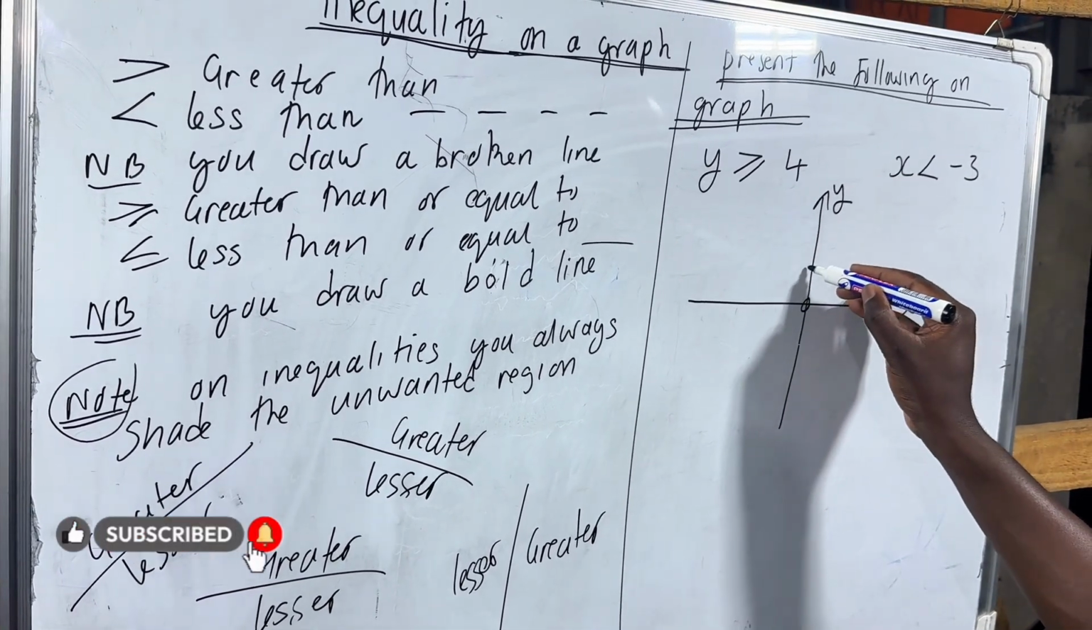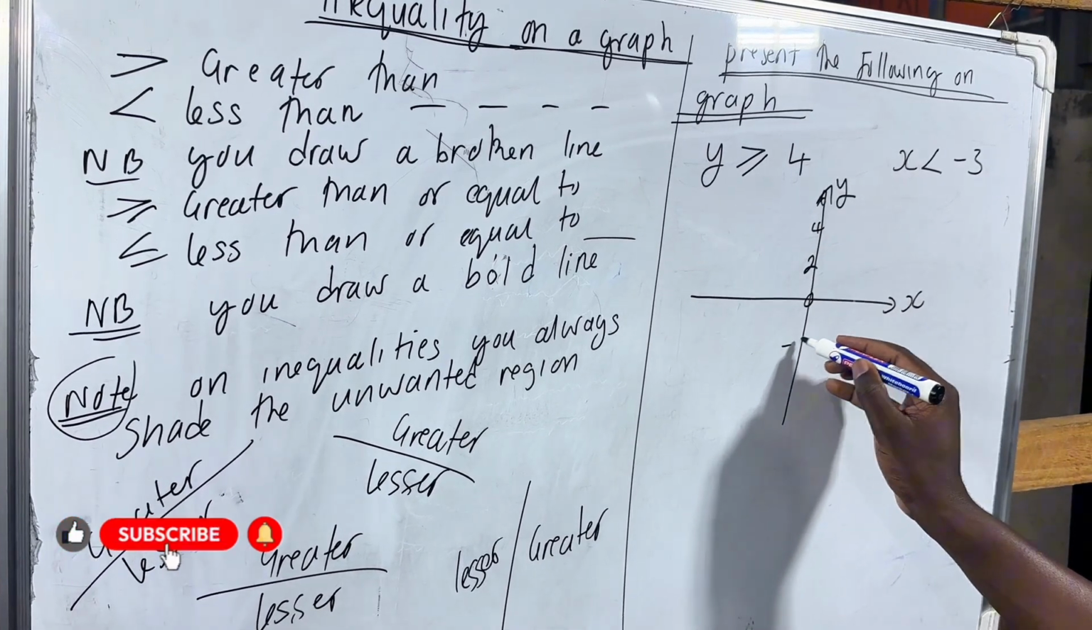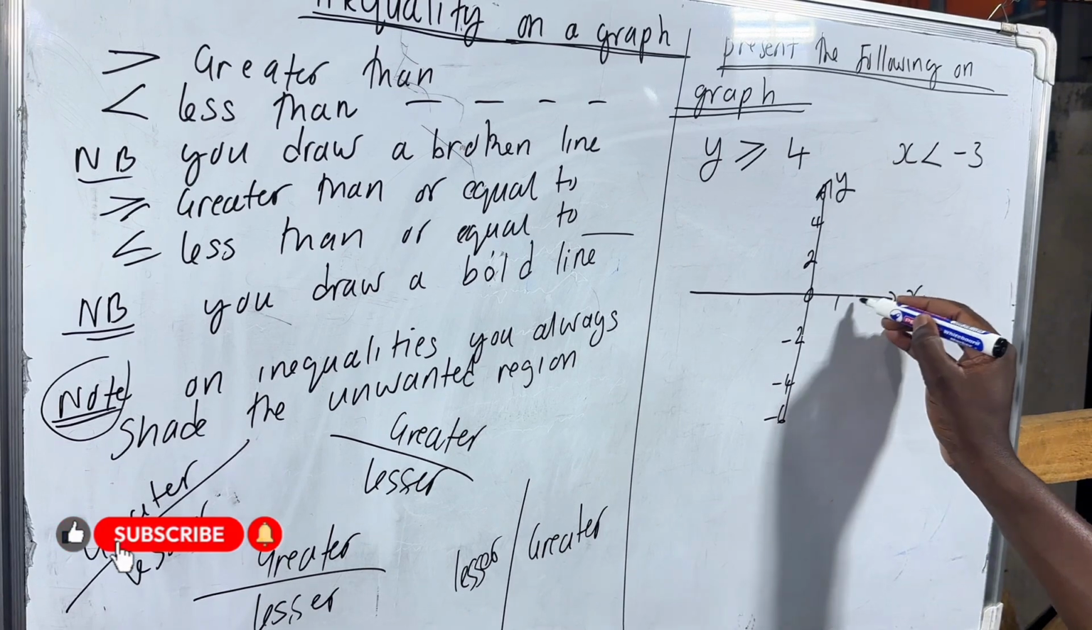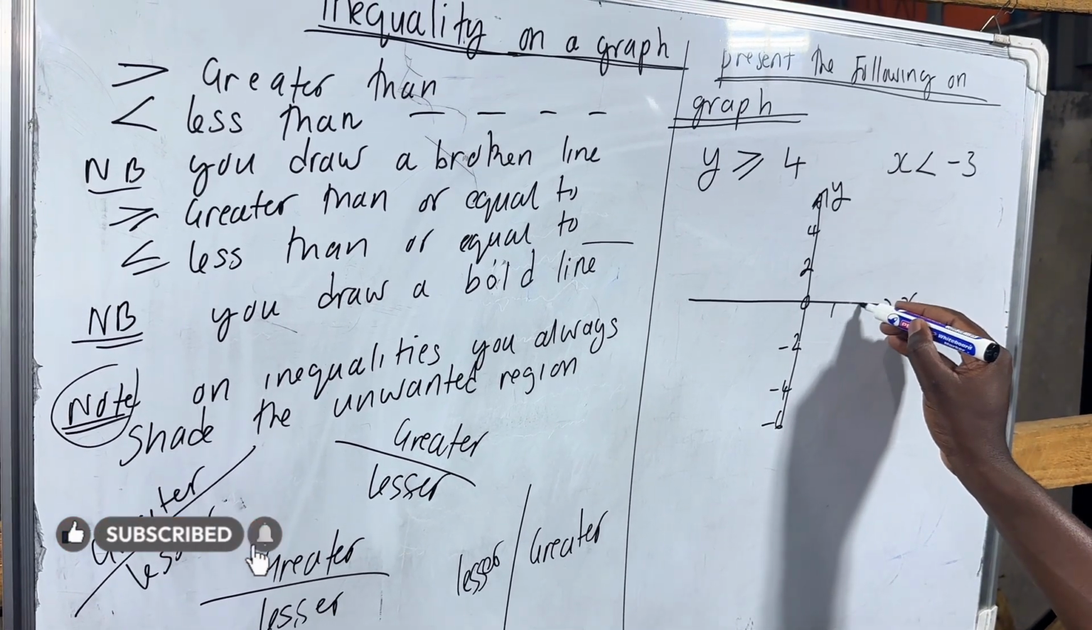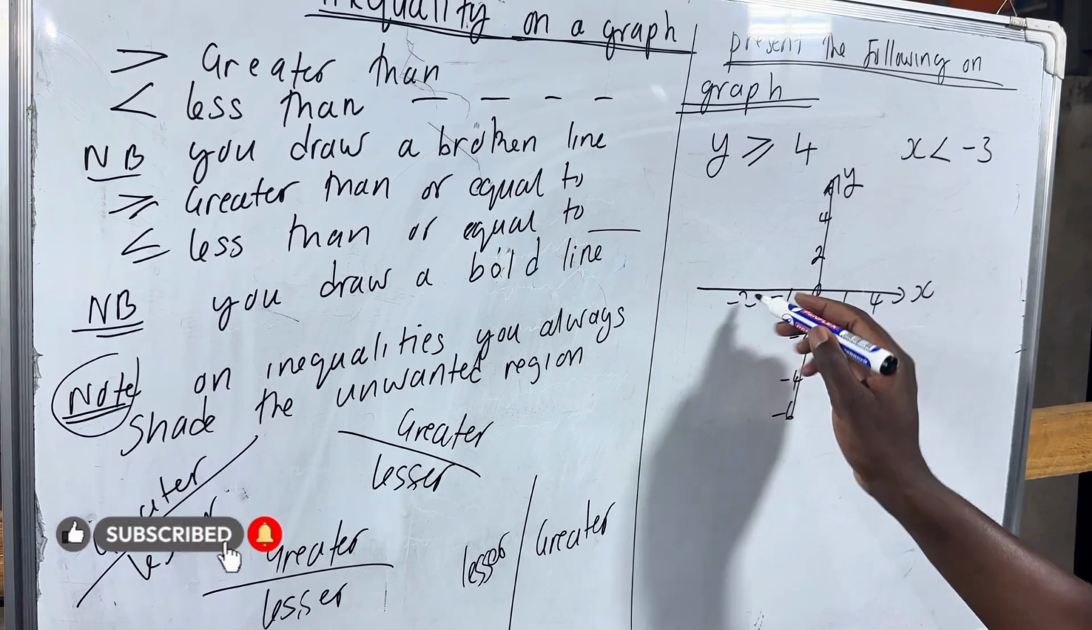Okay, 0, 2, 4, 6, minus 2, minus 4, minus 6, 1, 2 and 4. Okay, 1, 2, 3, 4. Then negative 1, negative 2.